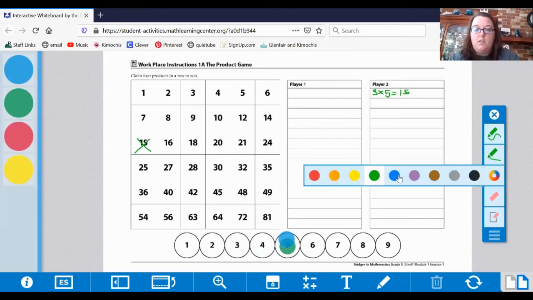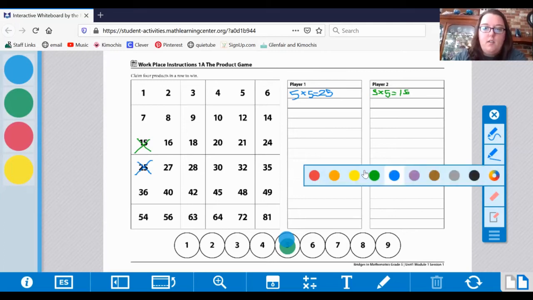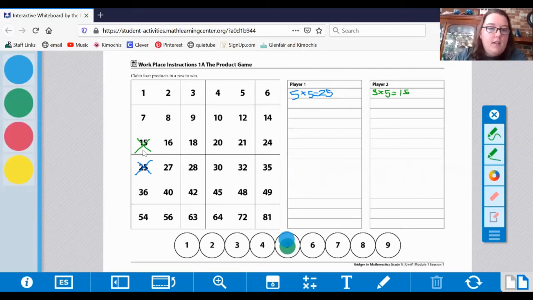I'm going to change my color to blue for player 1. And 5 times 5 equals 25. So it's like bingo, sort of, only you get to pick your own answer. All right, turn that off. Okay, back to green player. Change my color so I don't forget.